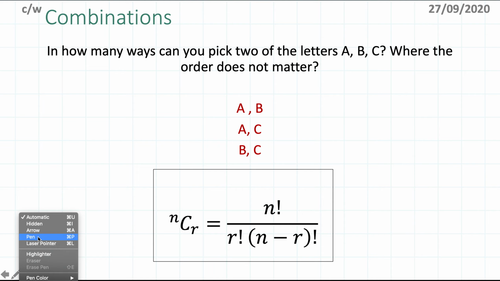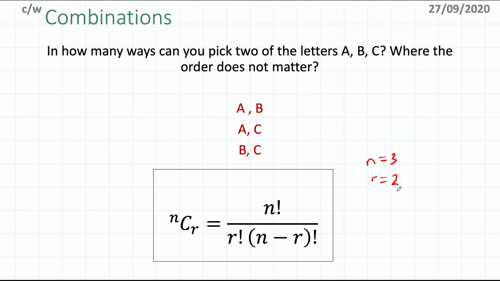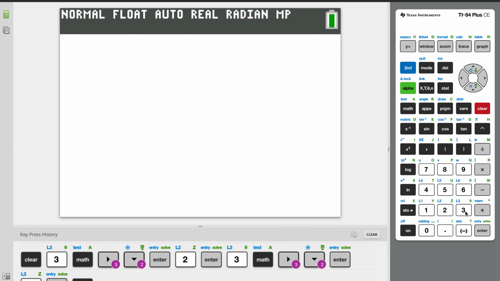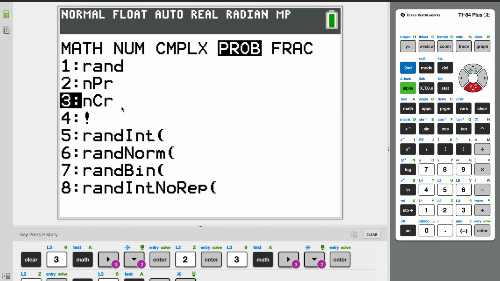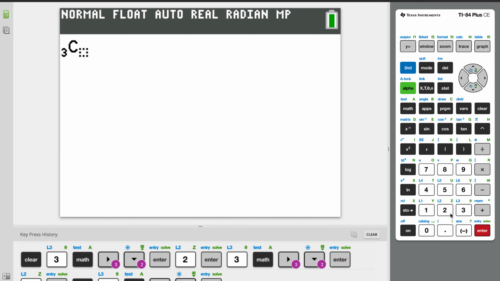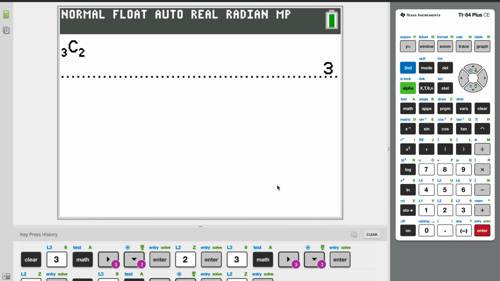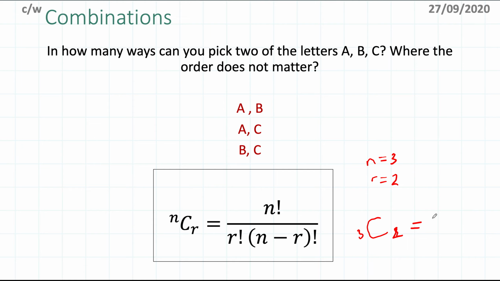You can use the formula on your own, but we can also use the calculator for this. My n is 3 and my r is 2 in this case, so I'm going to go 3 choose 2. Using the calculator, I'm going to write 3, go to math, go to probability, and then pick nCr, and then pick my r as 2. Press enter, and that's going to give me 3. So if you simplify the formula, it should give you 3. That means that if I pick 2 letters out of these 3, I should have 3 different combinations.